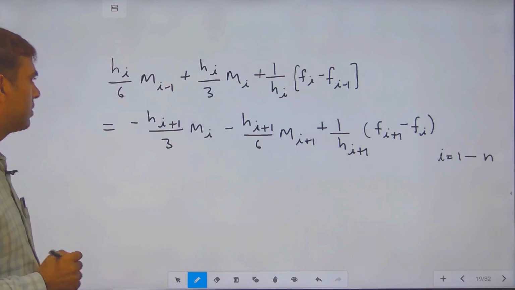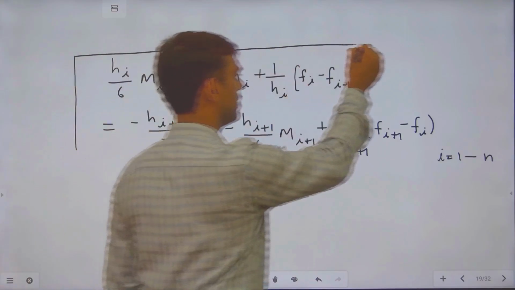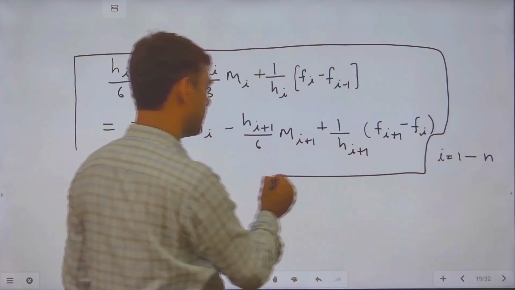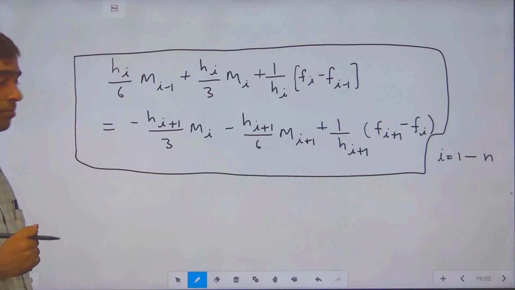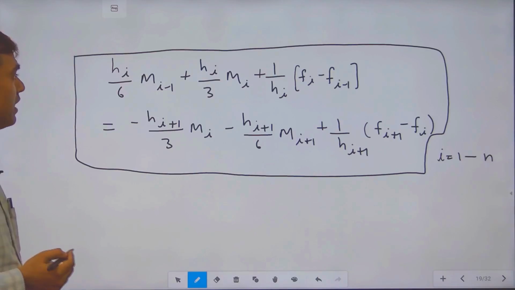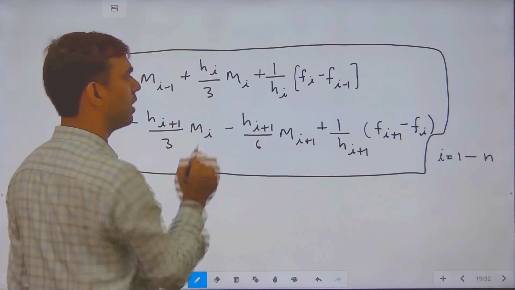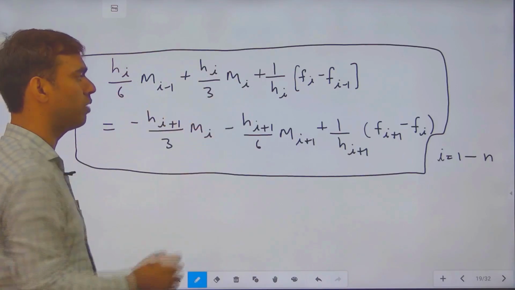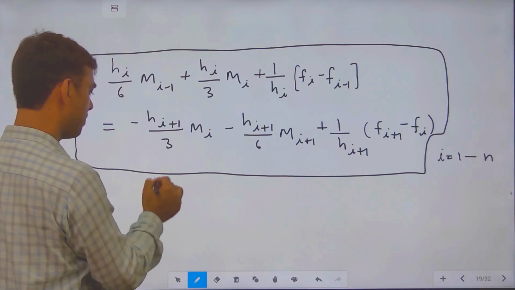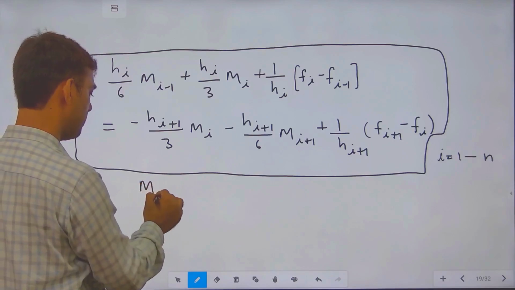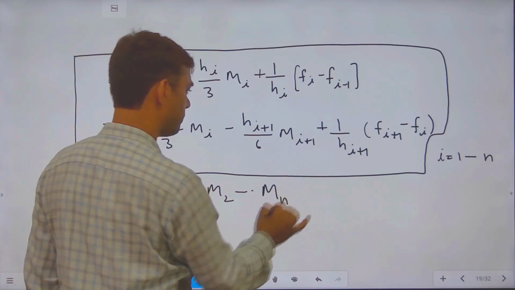So if we closely observe this expression, which we obtained from the continuity of f'(x), how many unknowns are there? For i equal to 1 we get M_0, M_1; for i equal to 2, M_1, M_2; for i equal to n, M_{n+1}. So how many unknowns? There are n plus 1 unknowns, and those unknowns are M_0, M_1, M_2 up to M_n.